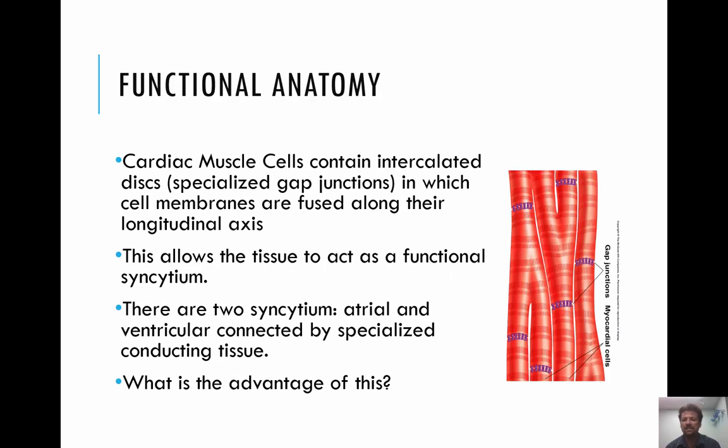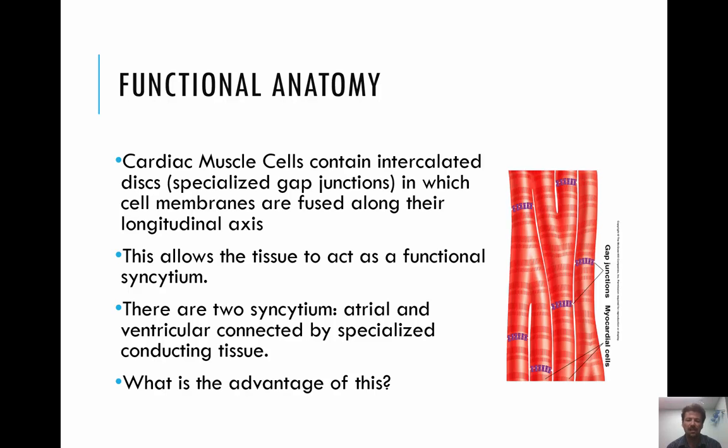The other major difference that you'll notice between cardiac muscle cells and skeletal muscle cells is that cardiac muscle cells have a series of specialized gap junctions, which are termed intercalated discs. And these allow the cell membranes of the cardiac muscle cells to be fused along their longitudinal axis. Now we know that gap junctions, or intercalated discs in this case, allow a rapid transfer of action potentials and signaling from one cell to another.